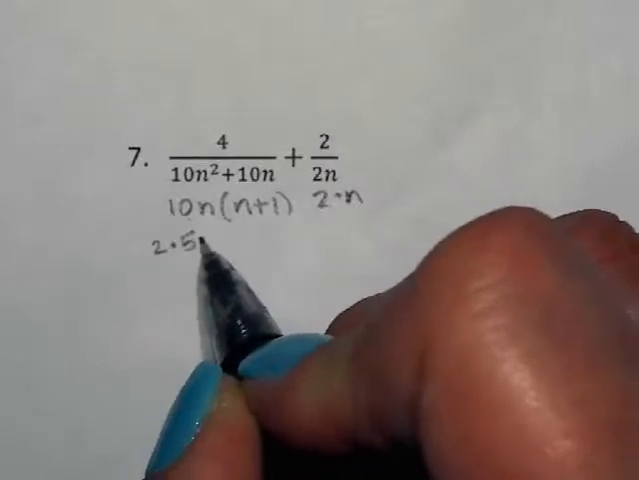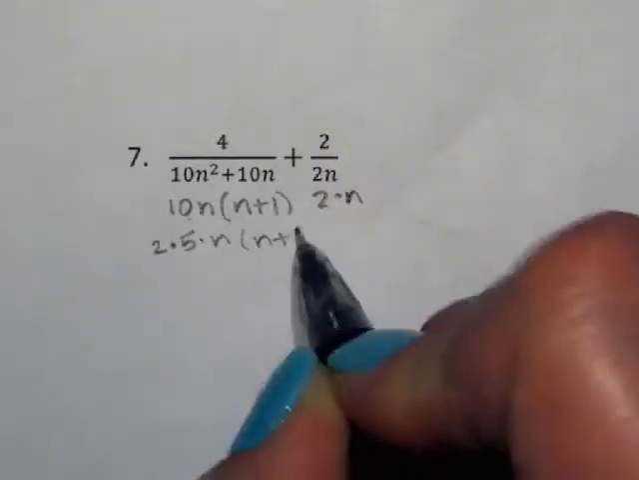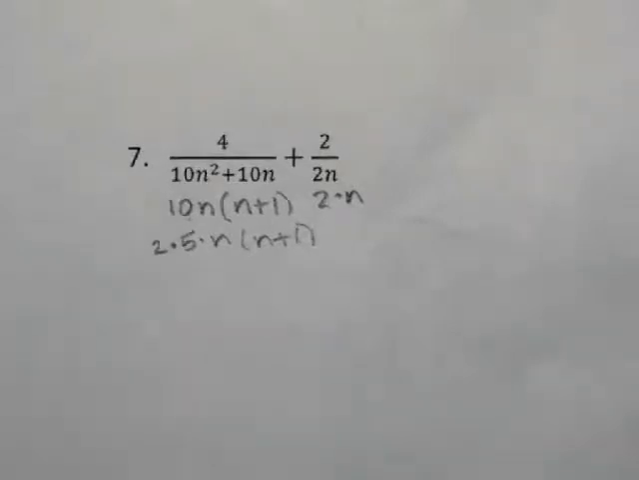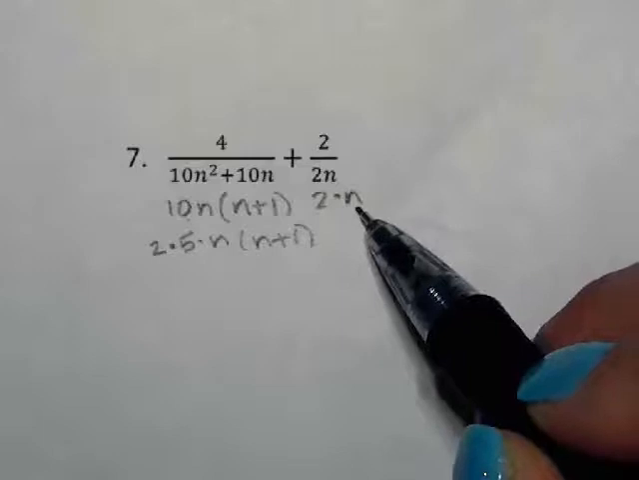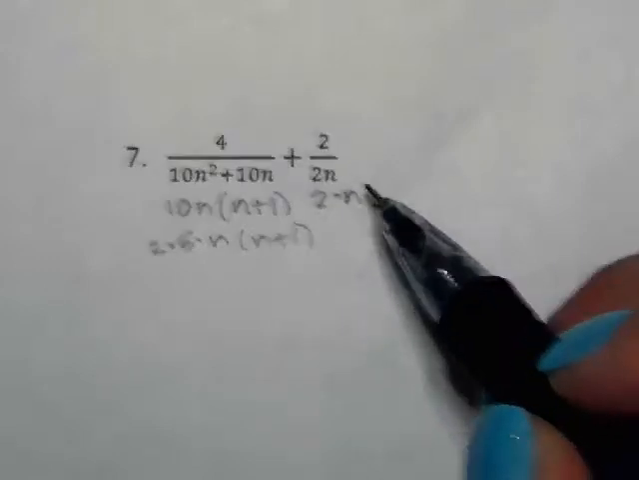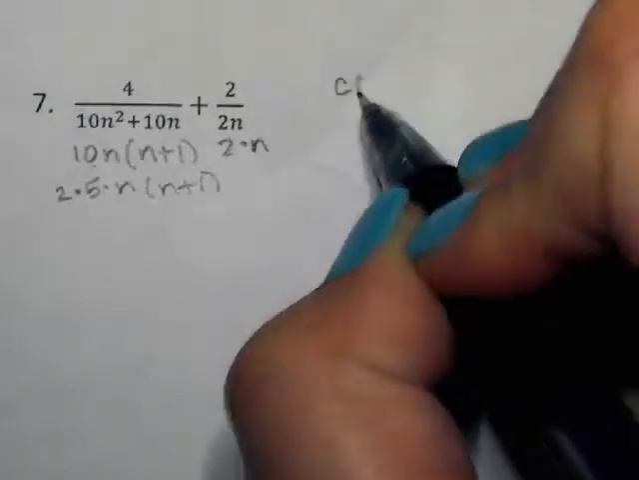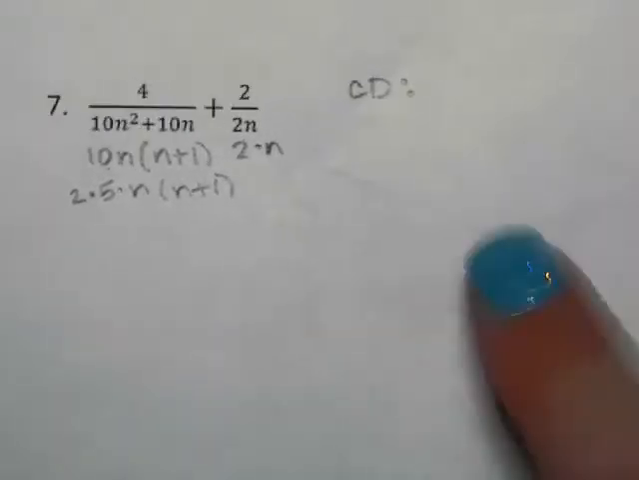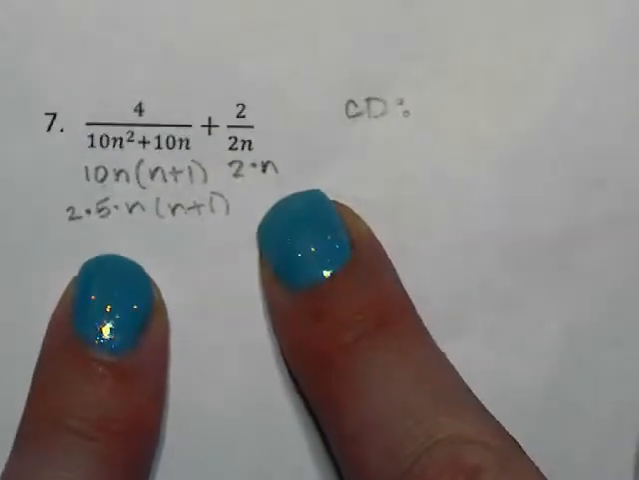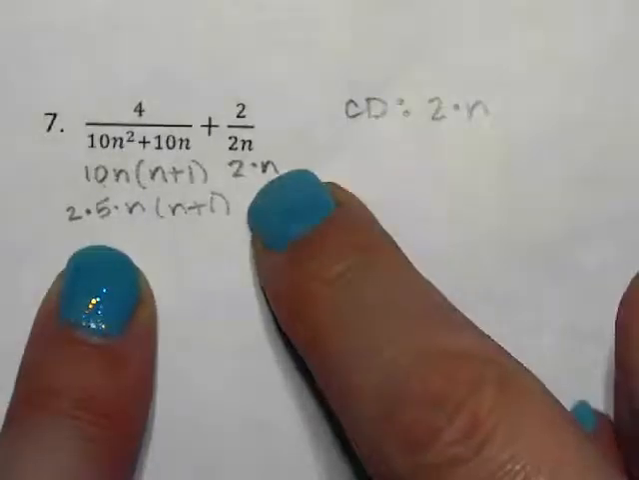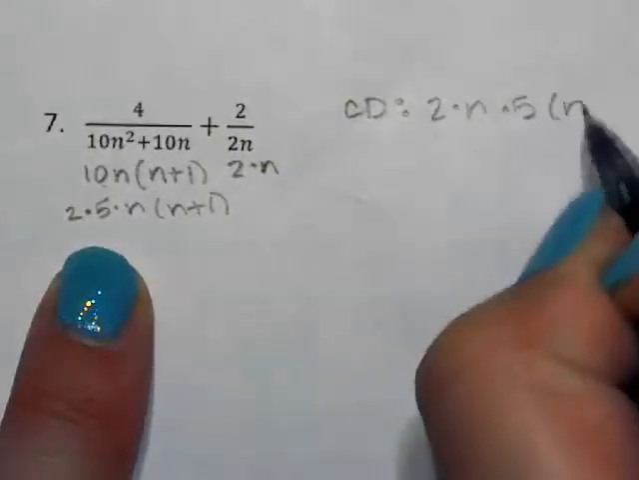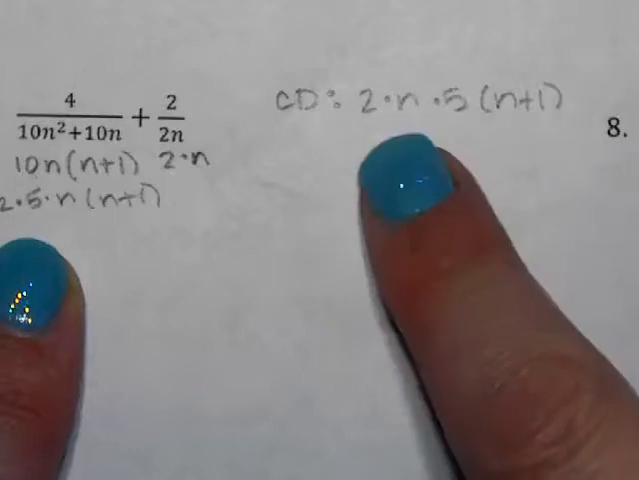So we have a 2 times 5 times n, which is what makes up the 10n. 2 times 5 times n plus 1. And a 2 times n for the right fraction. So the overall common denominator, if we compare the two, what does it need? A 2 times an n for sure, they both have that. And then also a 5. And then also an n plus 1. And the 2 times 5 times n is what when we clean it up? 10n. Okay.